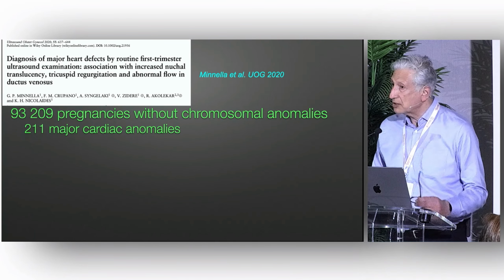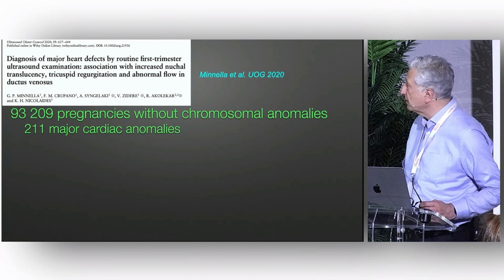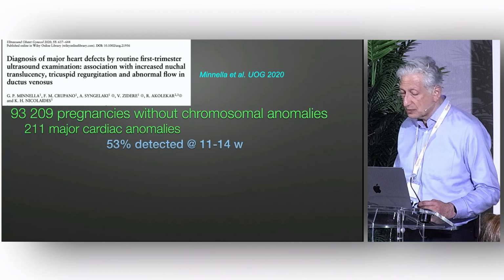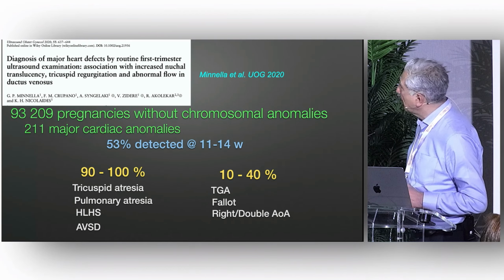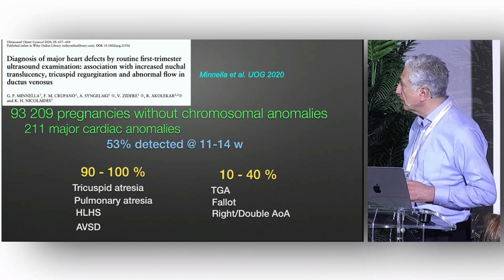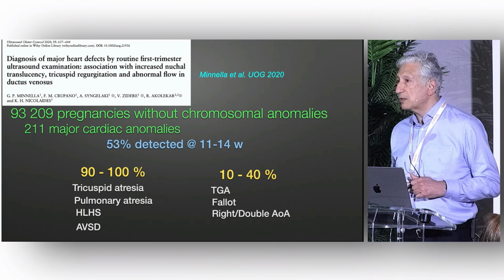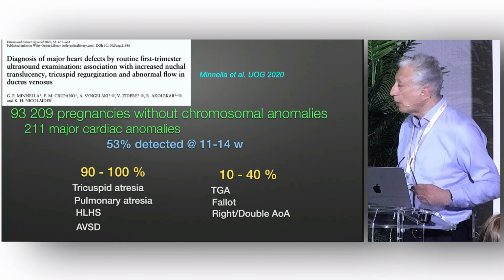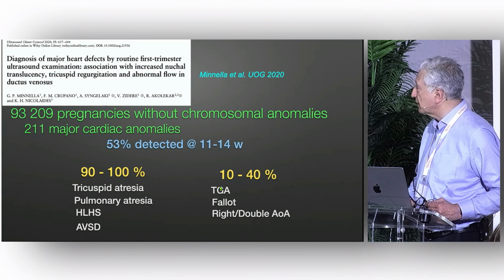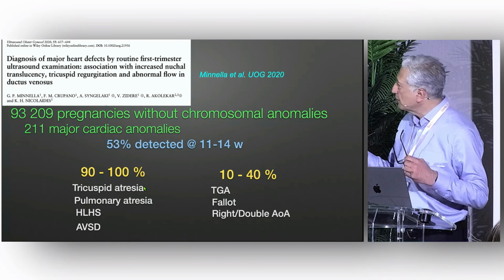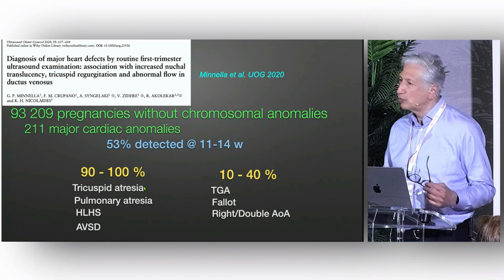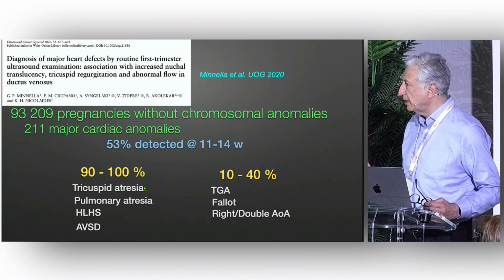What about early gestation? The study of Minella, but could also be the Singelaki paper, analyzed 100,000 pregnancies with normal chromosomes. And interestingly, the heart anomalies detected in early gestation were 50%. Almost all tricuspid atresia and pulmonary atresia were discovered in early gestation, in comparison to transposition or tetralogy, where only 10 to 40% of the cases. So in other words, if you use 2D or color Doppler, you should get the picture of an abnormal four-chamber view, even in early gestation.